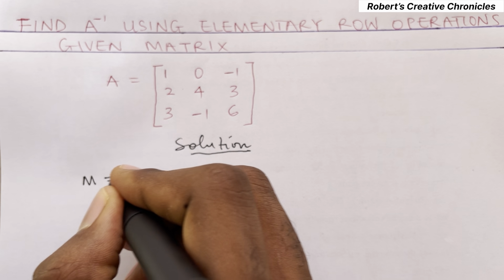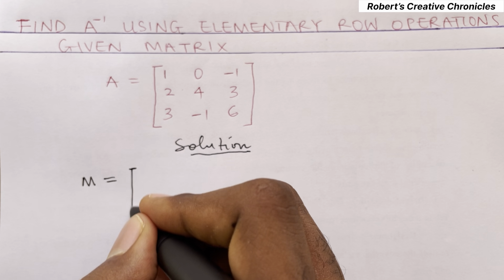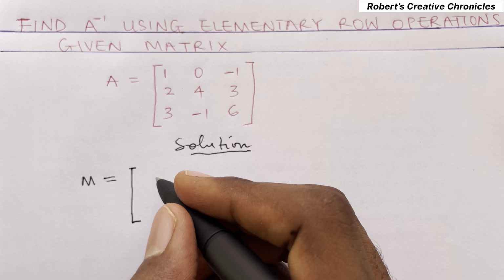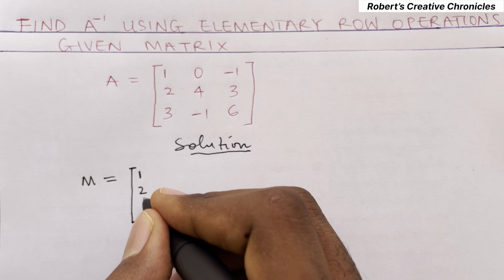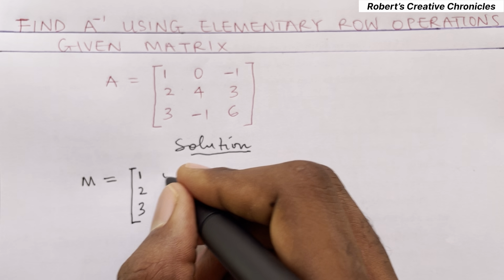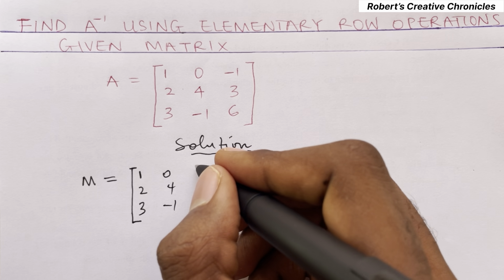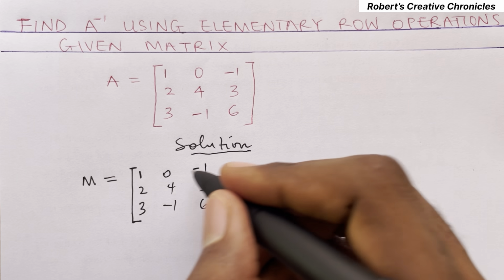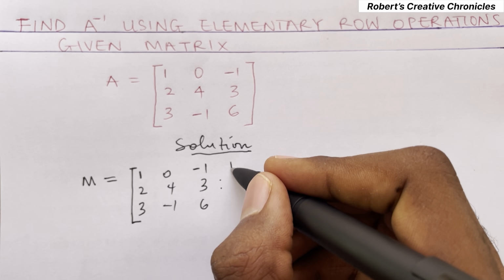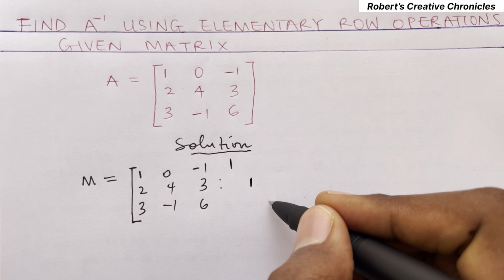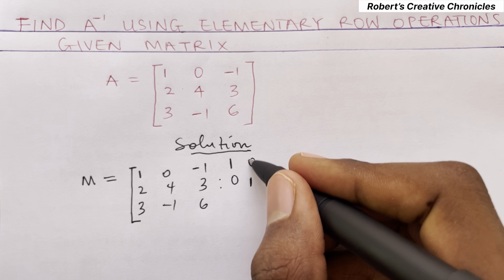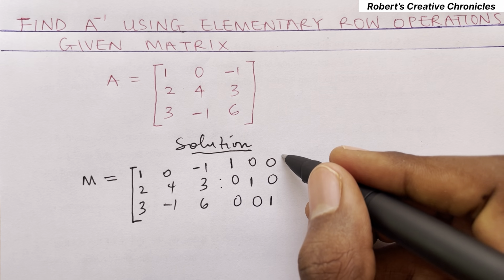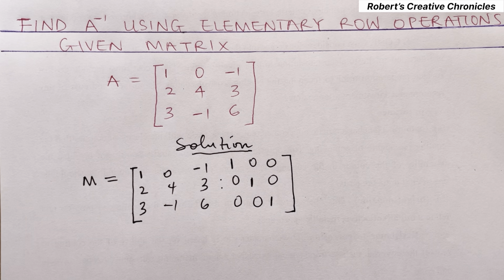The matrix is given by, so we'll put this matrix here: 1, 2, 3, 0, 4, minus 1, then minus 1, 3, and 6. Then a column divider. Then we write the identity matrix, the 3 by 3 identity matrix. Then here is 0, 0, 0, 0, 0, and 0. So this is the matrix.